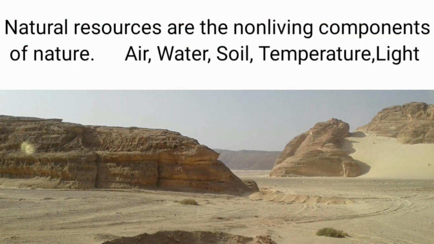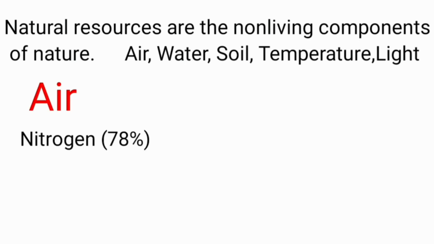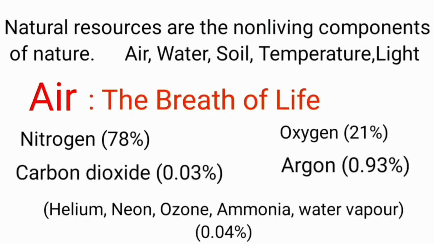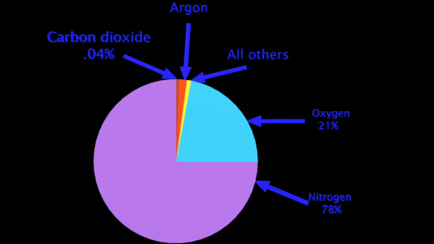Natural resources are the non-living things, that is abiotic components of nature used by human beings. The natural resources present on the earth are air, water, and land. First of all, about air, the breath of life. Air is a mixture of many gases like nitrogen, oxygen, carbon dioxide, and water vapors. The composition of these gases makes life possible on the earth.